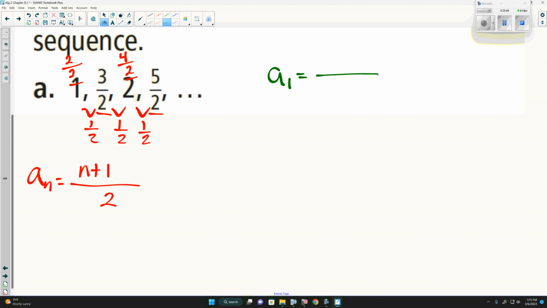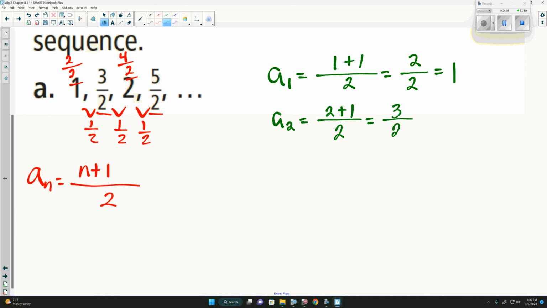So a sub 1 would be 1 plus 1 over 2. Well, 1 plus 1 is 2, and 2 over 2 is indeed 1. That is our first term. A sub 2 would be 2 plus 1 over 2. Well, 2 plus 1 is 3 over 2. Is that our second term? Yep.